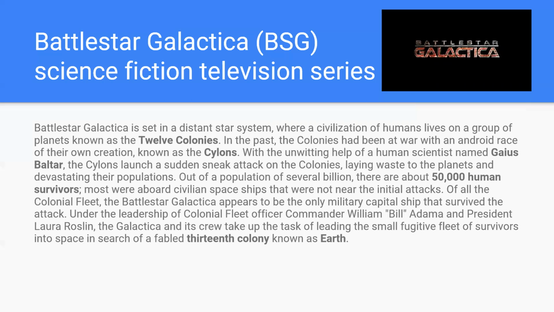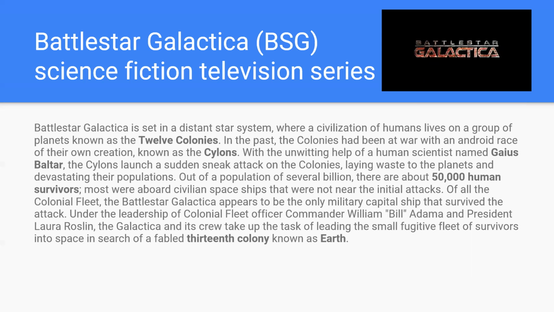And with the unwitting help of a human scientist named Gaius Baltar, the Cylons launched a sneak attack on the colonies, laying waste to the planets and devastating their populations. Out of a population of several billion, there are about 50,000 human survivors left. Most are aboard civilian spaceships that were not near the initial attacks of the Cylons.